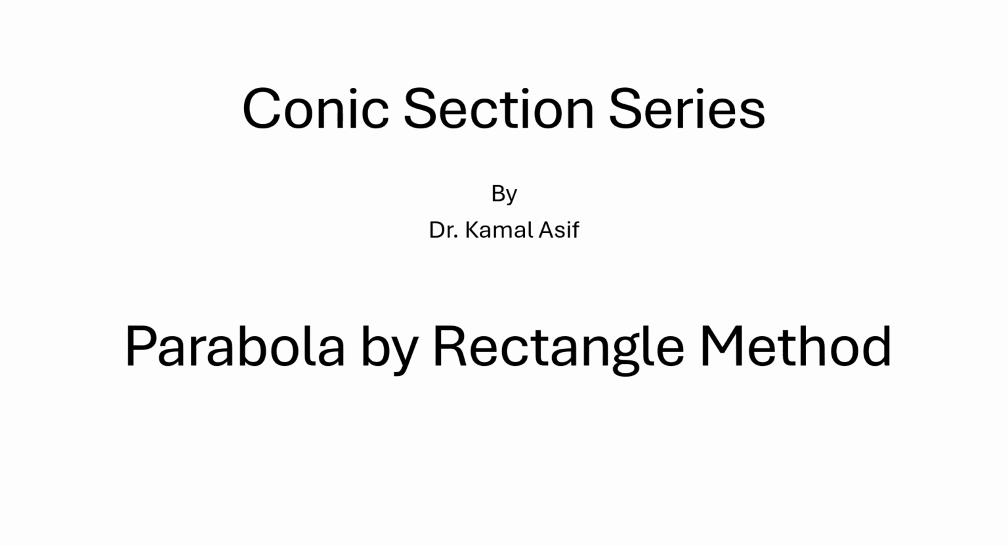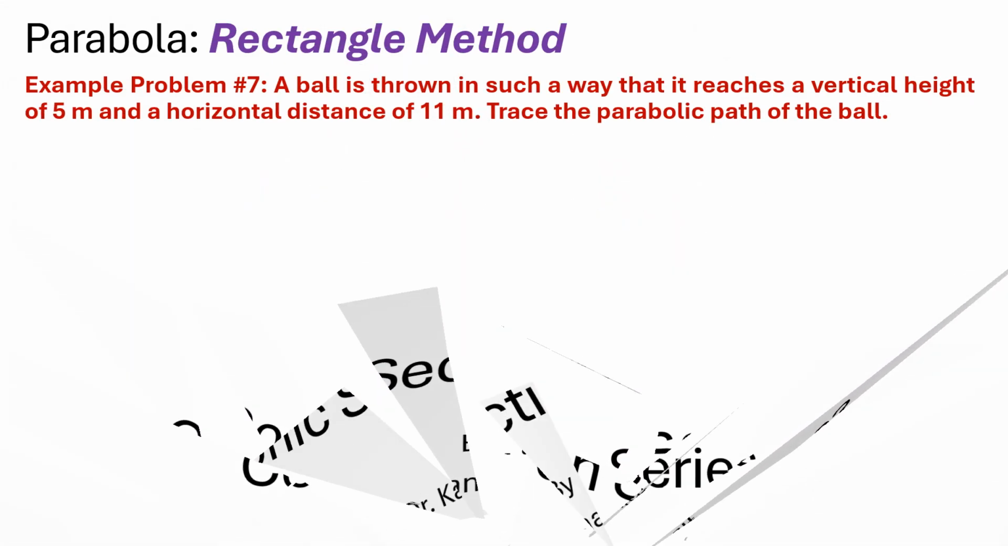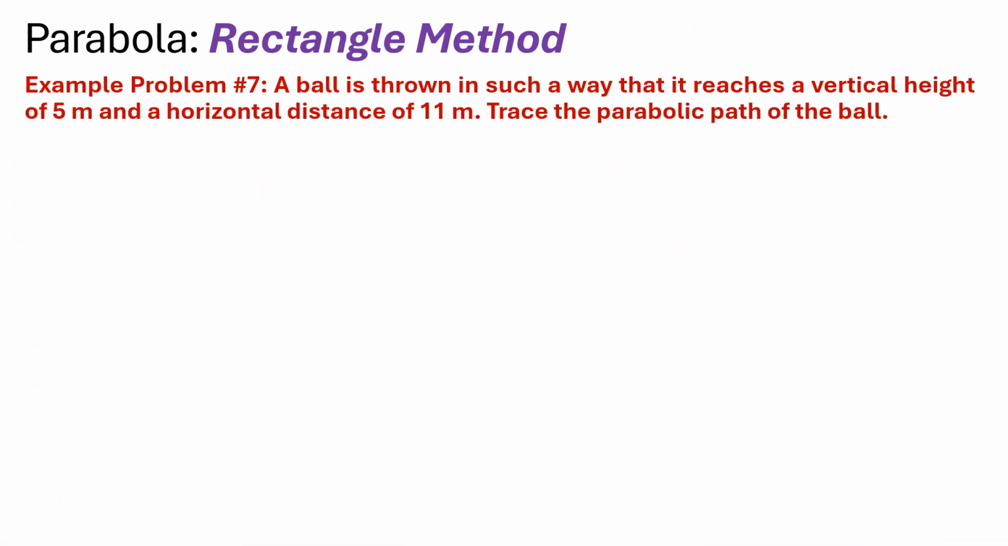As we all know, parabola is the third figure that we get in a conic section. So here is the example to understand this method. In this one, a ball is thrown in such a way that it reaches a vertical height of 5 meters and a horizontal distance of 11 meters. Trace the parabolic path of the ball.